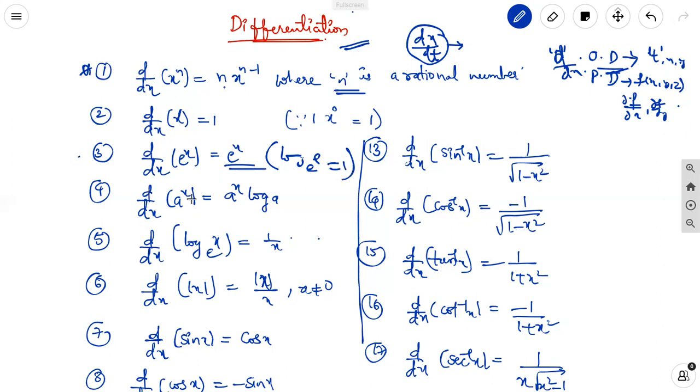Now the power form of the derivatives. d by dx of a power x equals a power x into log a. The derivative of log x is 1 by x. The derivative of mod x is x by mod x, where x is not equal to 0.